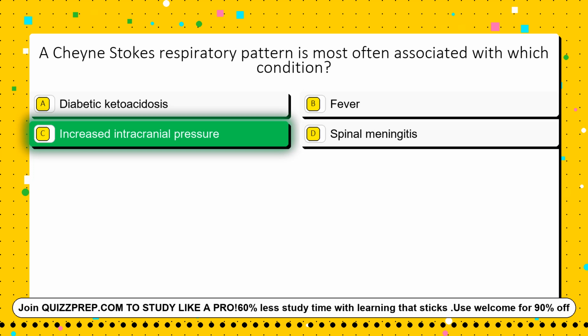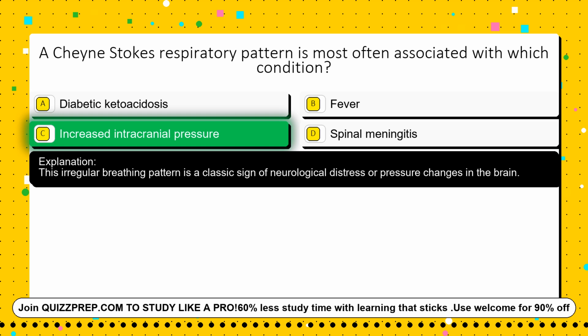The correct answer is option C, increased intracranial pressure. This irregular breathing pattern is a classic sign of neurological distress or pressure changes in the brain.